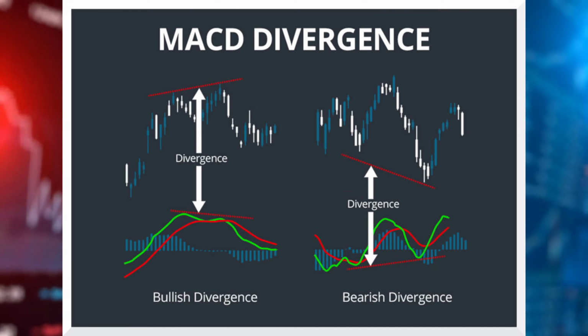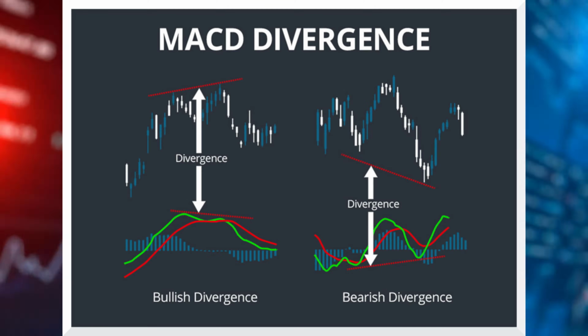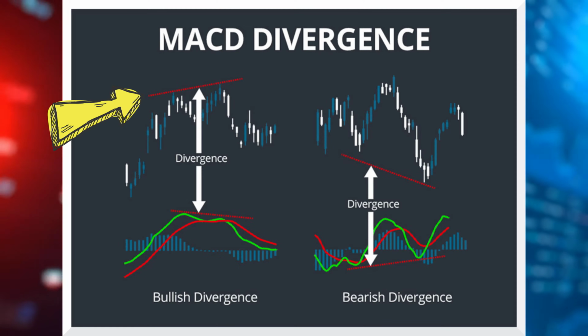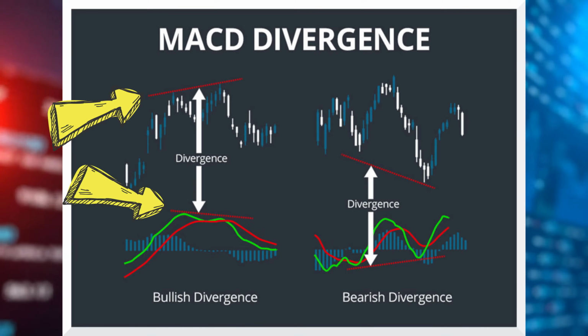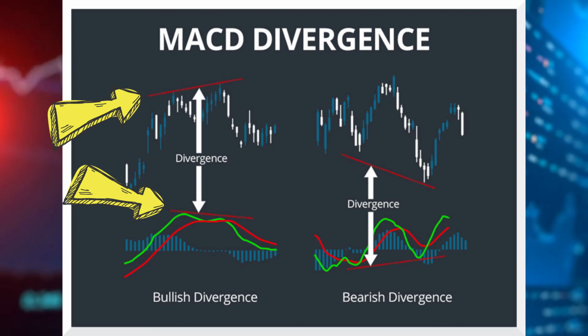And if you guys don't know what a divergence is, basically it is when we have the price going in one direction, but we have a momentum indicator such as the MACD going in the other direction.